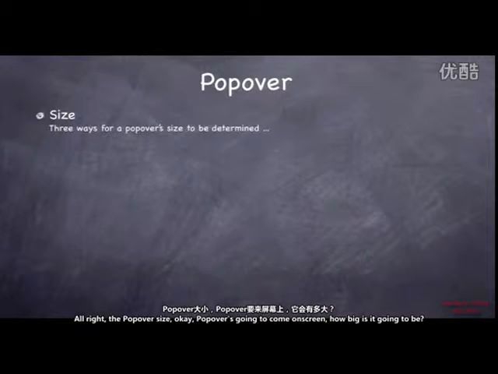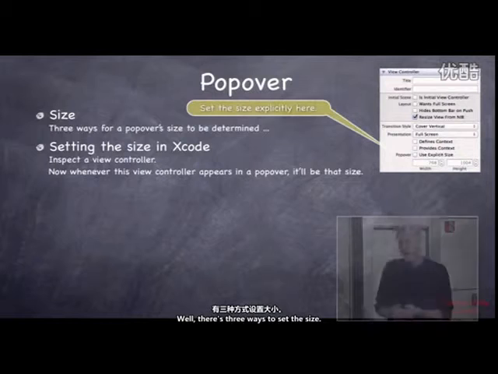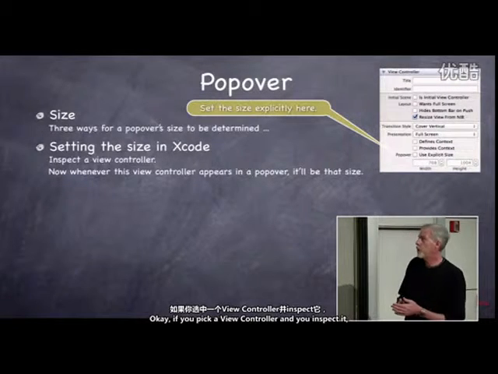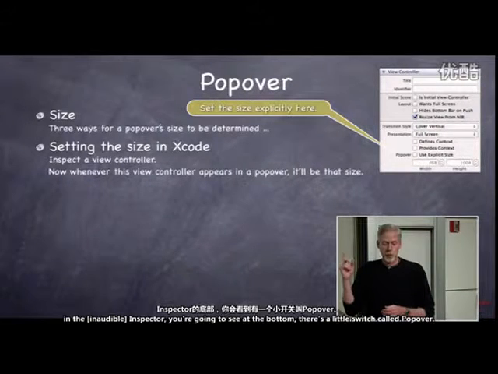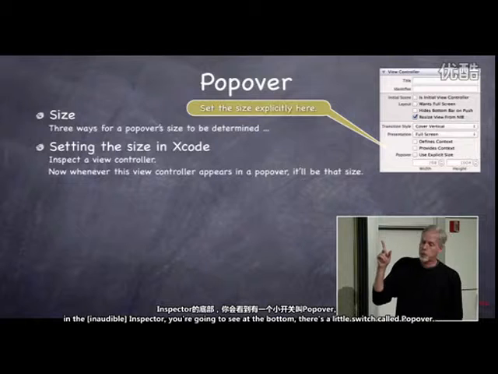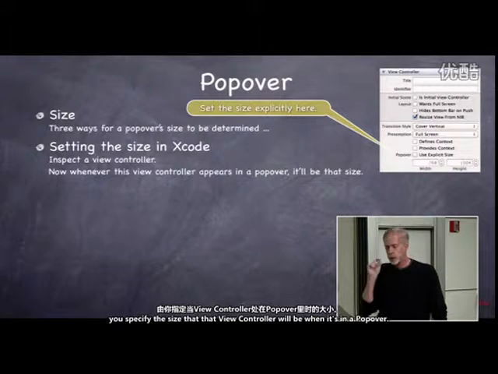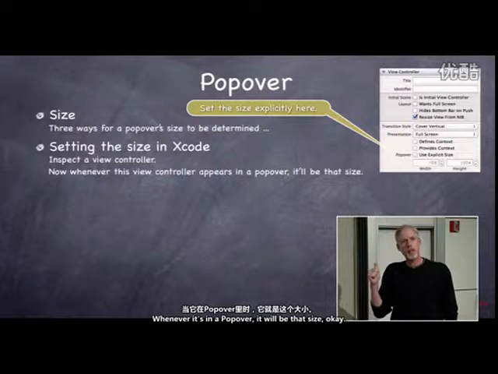All right, the popover size. Popover is going to come on screen. How big is it going to be? Well, there's three ways to set the size. One, the most common way, is you set it in Xcode. If you pick a view controller and you inspect it, in the Attributes Inspector, you're going to see at the bottom there's a little switch called popover. And if you switch that on and say use explicit size, you can specify the size that that view controller will be when it's in a popover. Whenever it's in a popover, it will be that size.